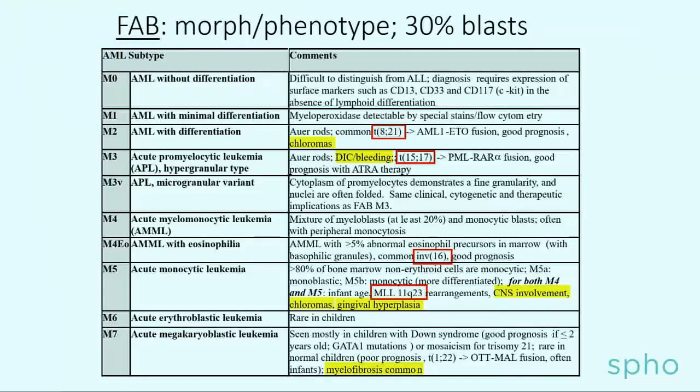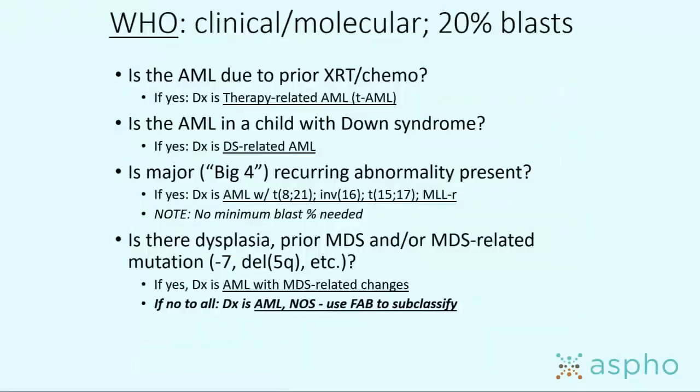The other thing to mention at the very top is that it used to require 30% blasts in the bone marrow to diagnose AML, regardless of any of these other features. So what's new? Well, what's new is the WHO classification, which was initially published in 2008 and recently updated. What's important to know here is that there is no minimum percentage of blasts if you have an AML-defining genetic abnormality. All right? If you don't have an AML-defining abnormality, then there is a minimum, and it's now 20%. Okay? So that's an important change.